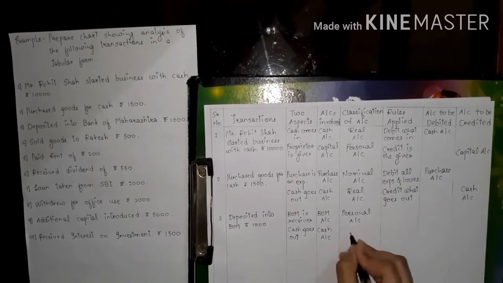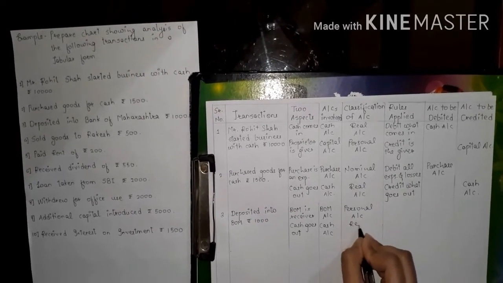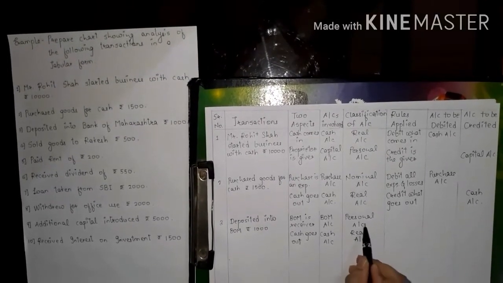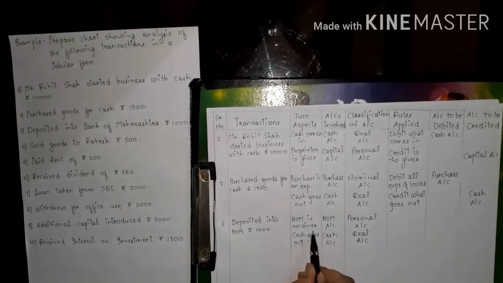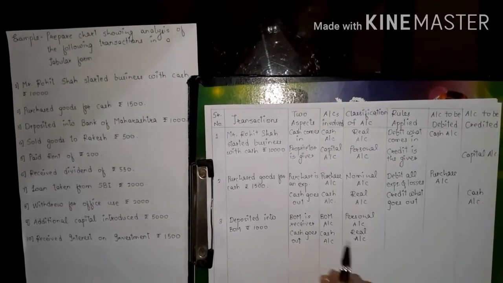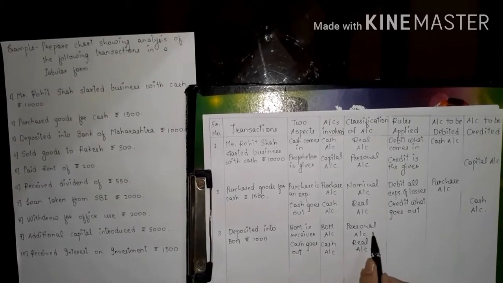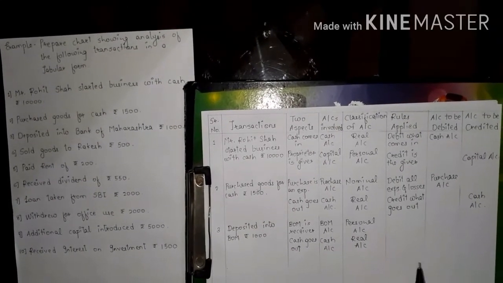And as usual, cash is a real account. Why have I written personal account over Bank of Maharashtra? Because Bank of Maharashtra is the receiver of the cash that we have deposited into the bank. That is why it is related to a personal account.